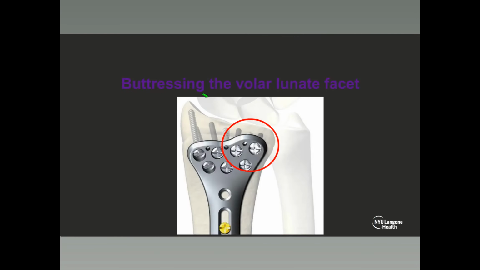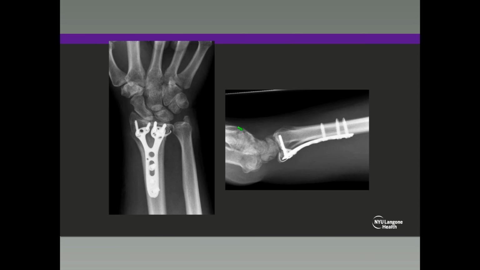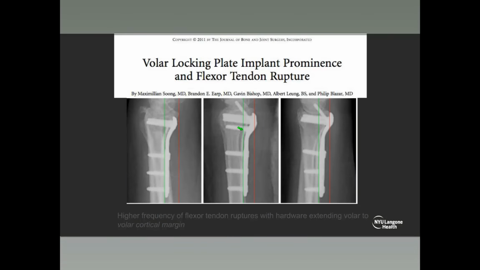And we have plate designs now where they're really trying to buttress that volar lunate facet fragment. In this plate design in particular, you can see that the lunate aspect of the ulnar aspect of the plate really juts out and is trying to buttress that entire volar lunate facet fragment. And it can capture all of these types of fractures. Here's another specialty plate design allowing for very distal plate fixation.